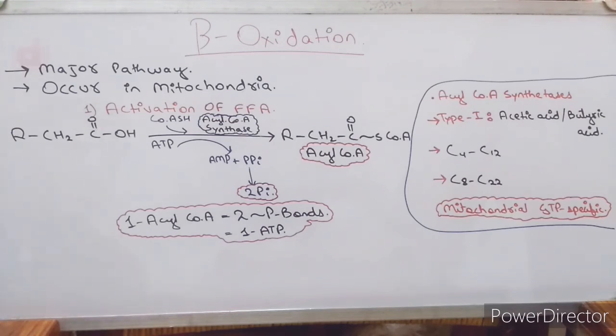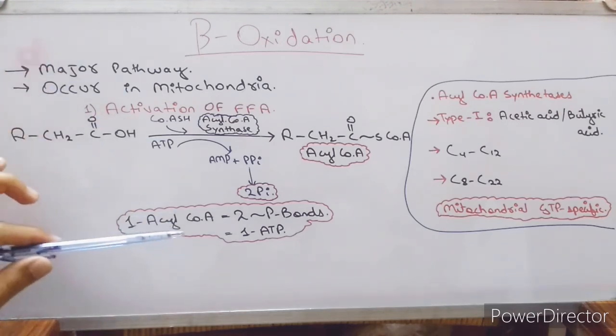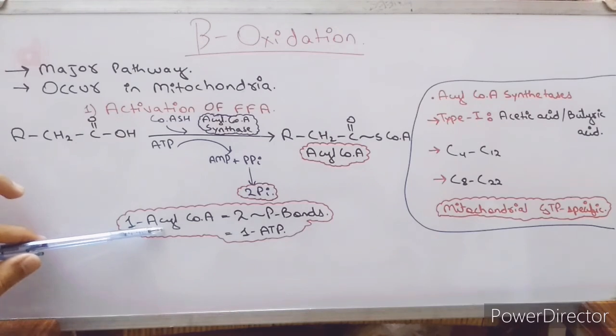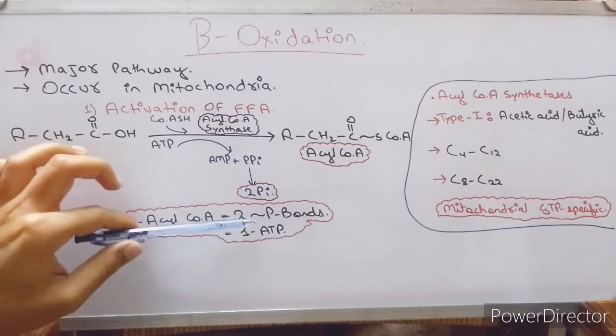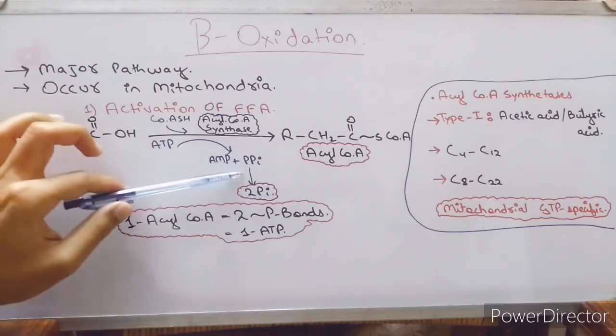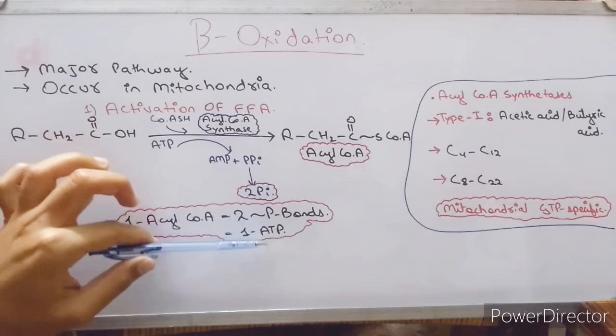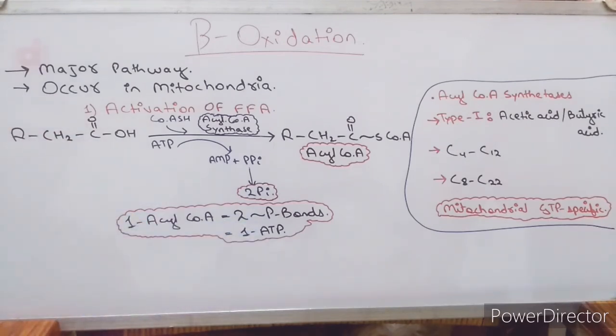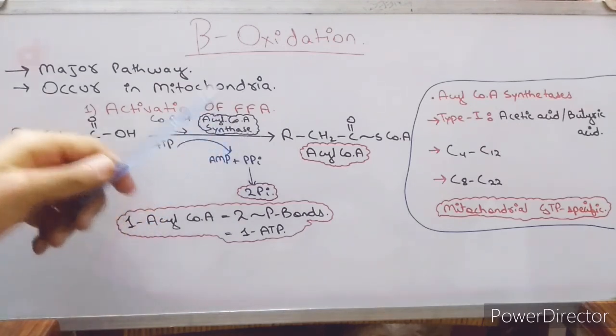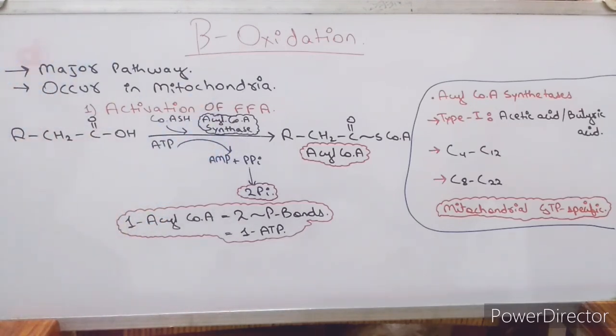So overall we can say that one acyl coenzyme A formation, or the activation of a single fatty acid molecule, involves the hydrolysis of two phosphate bonds, one here and one here. So the hydrolysis of two phosphate bonds of a single ATP molecule. It is an important point to be noted here. The enzyme required for this reaction is acyl coenzyme A synthetase. It is also called thiokinase enzyme.